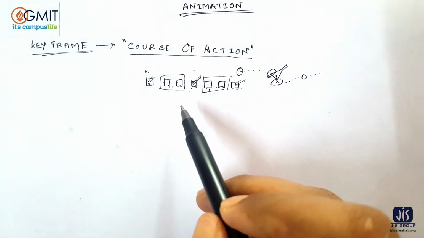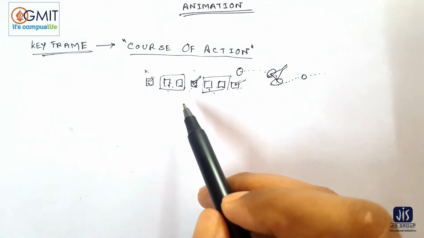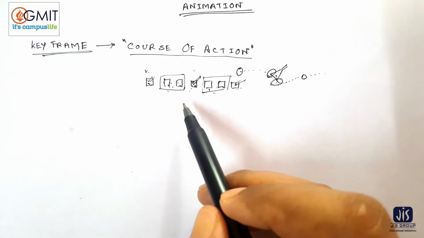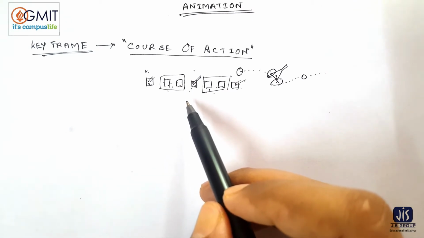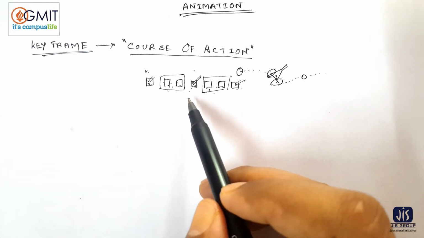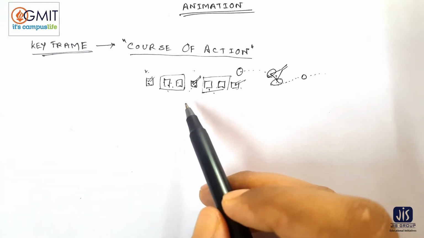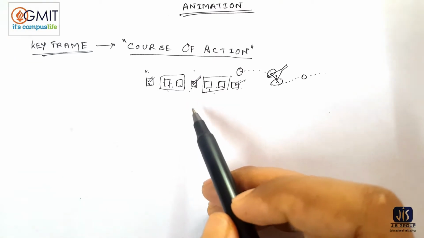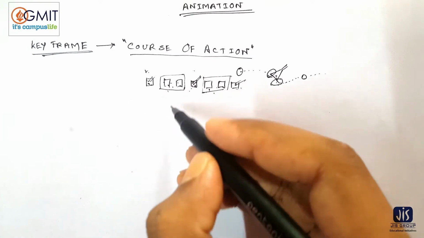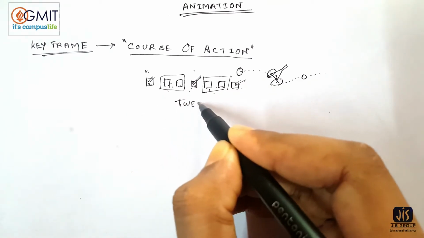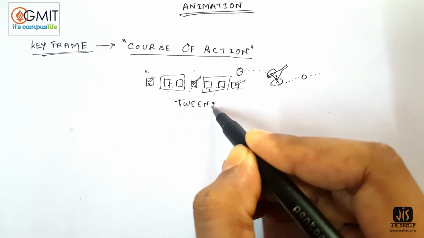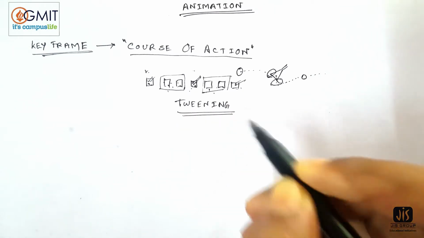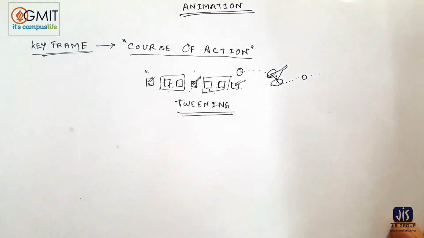Nowadays the graphics software of digital computers does this tweening between two keyframes. We don't need to do this manually, the computer software does it. So this is called keyframe and tweening. This is very important for animation technique.